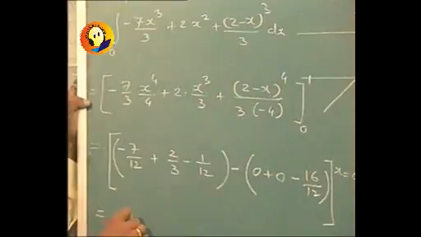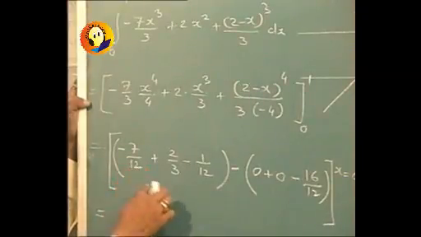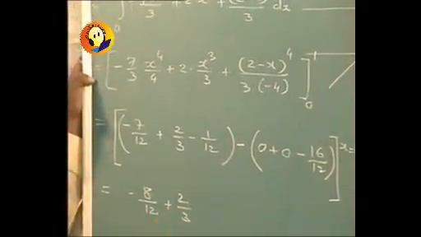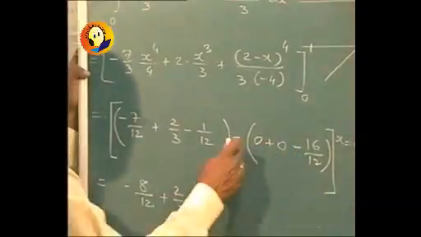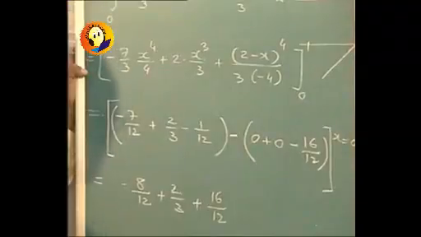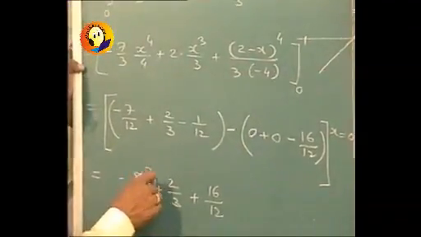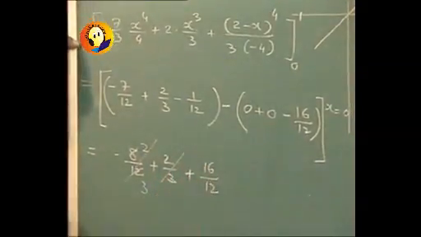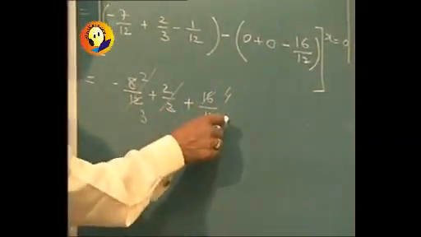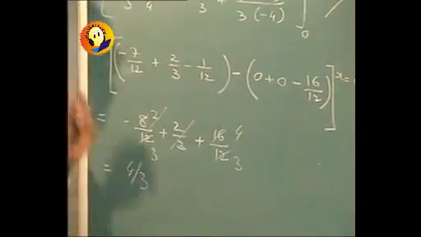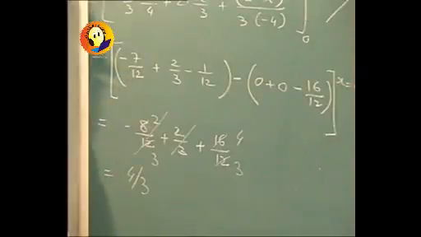So this will come out to be minus 7 by 12 minus 1 by 12, so it will be minus 8 by 12 plus 2 by 3, and then this is minus minus plus, it will be 16 by 12. So this is ultimately minus 2 by 3 plus 2 by 3, this will cancel, answer will be 16 by 12, that is I suppose 4 by 3. How?